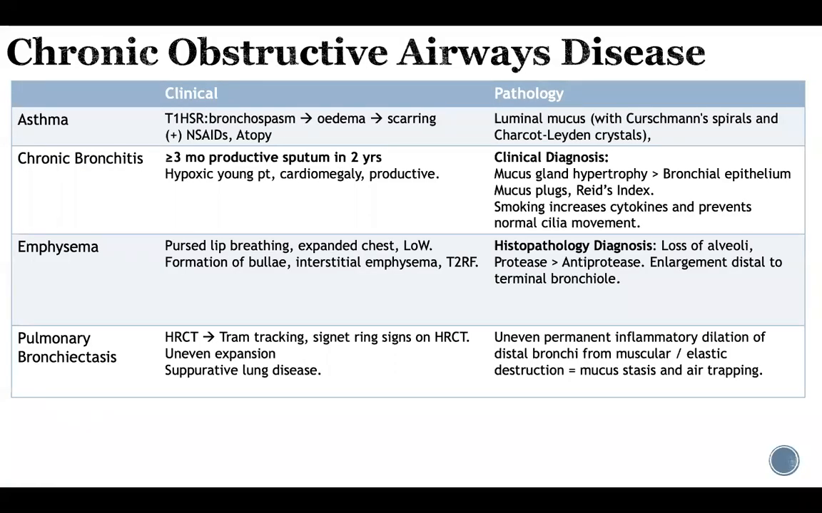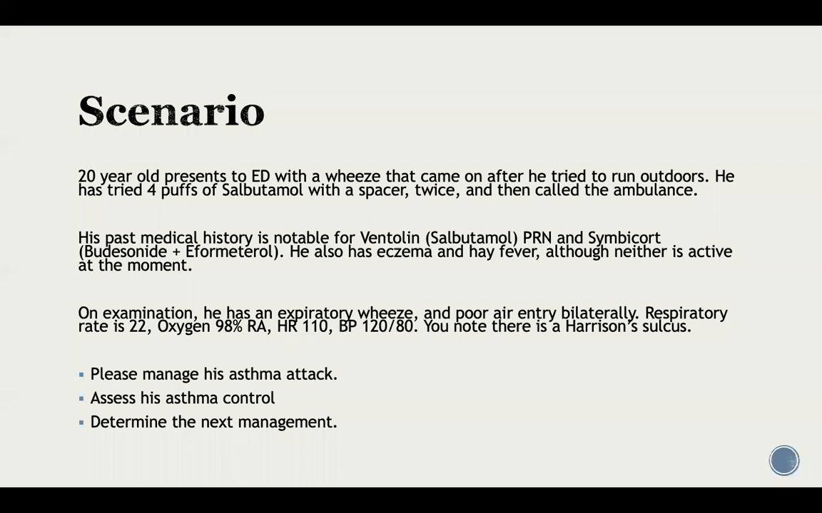Okay, chronic obstructive airways disease is divided into asthma, bronchitis, emphysema, bronchiectasis. Apparently they're all on the same spectrum, but on the PAF exam, asthma, Charcot-Leyden crystals, bronchitis, mucus plugs. Nice. Okay, so this one I guess you could do as like a home OSCE. I guess like managing his asthma attack.